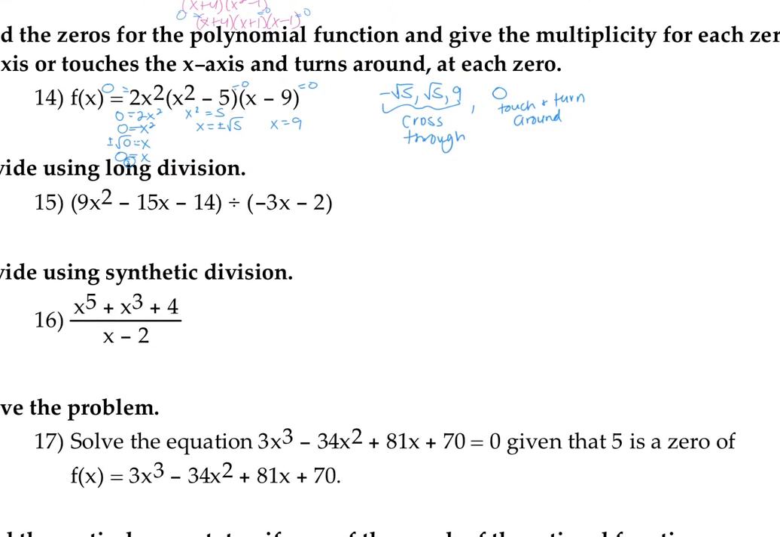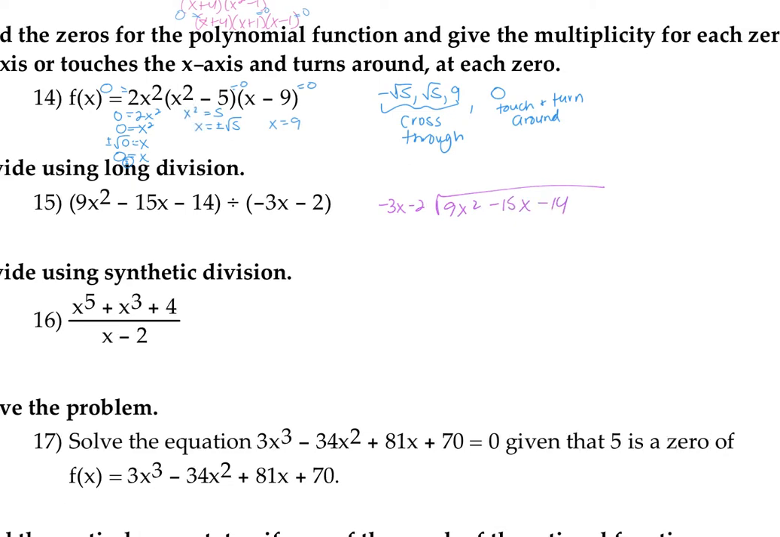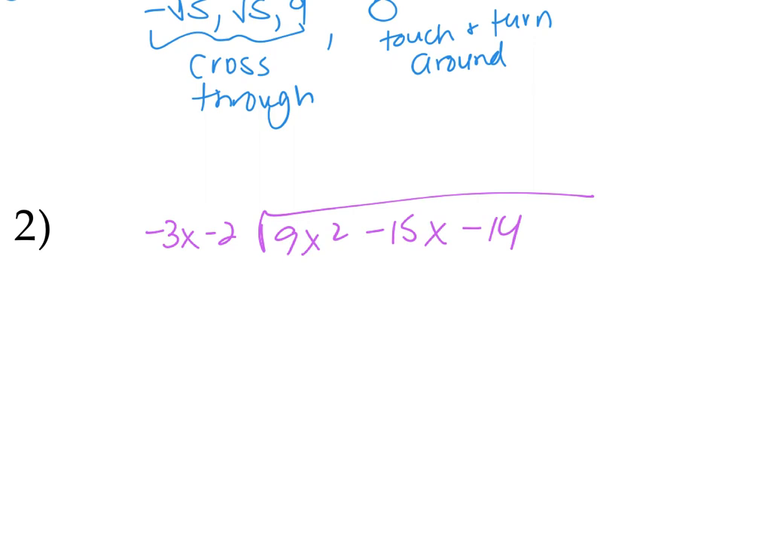15 says to divide using long division. So I'm going to put the negative 3x minus 2 on the outside. 9x squared minus 15x minus 14, because there's nothing missing and it's already in decreasing degree order. Then I divide first into first. So I'd have to multiply by negative 3.